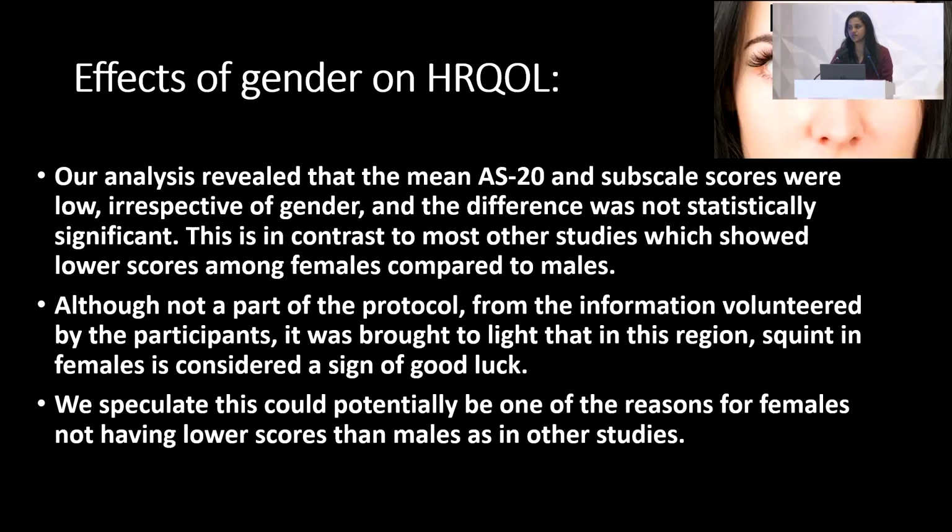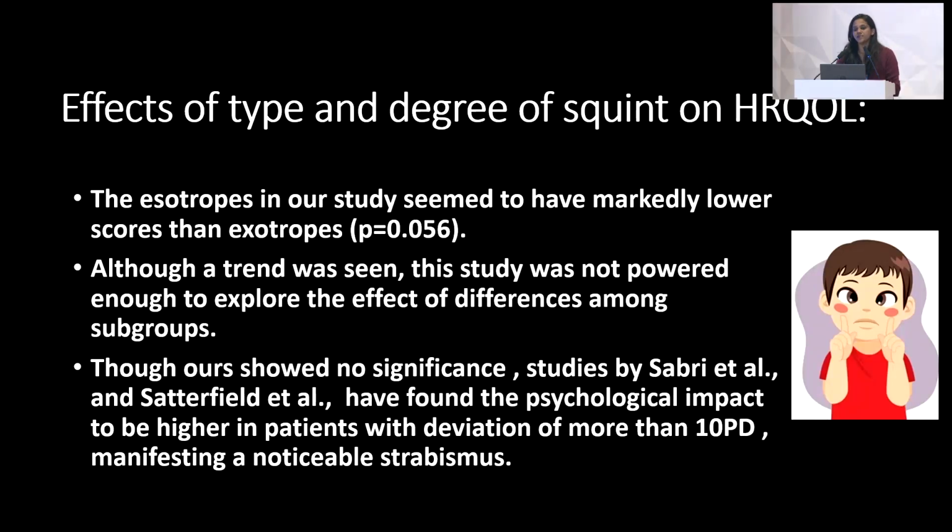This is probably because of the local beliefs, as the locals considered squint in females to be a sign of good luck. The esotropes in our study seem to have markedly lower scores than exotropes, p is equal to 0.056. Although a trend was seen, this study was not powered enough to explore the effect of differences among subgroups.